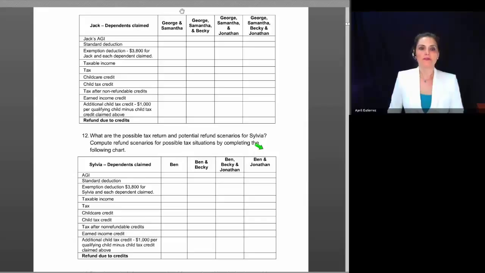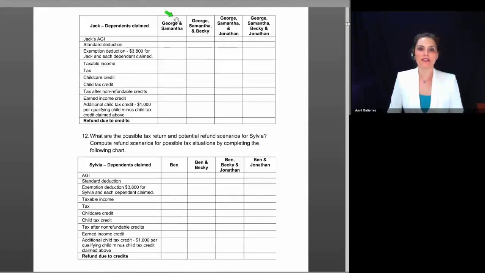And if you were to go and file for Jack with the scenario we see here where he claims George and Samantha, you'd start with his AGI, you'd figure his standard deduction, you'd figure his personal exemption deductions to arrive at his taxable income, you'd then figure his tax, you'd then apply the child care credit that he qualifies for, then the child tax credit, we'd arrive at his tax after non-refundable credits, we'd then figure the earned income credit, and we'd finally finish off by figuring the additional child tax credit.